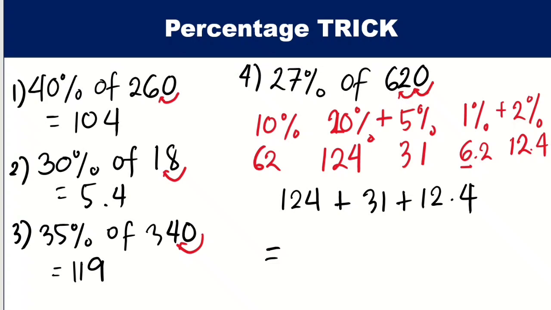So what is this equal to? That is 100, and then 20 and 30 is 150, 160, 164, 165, 167. The answer is 167.4.